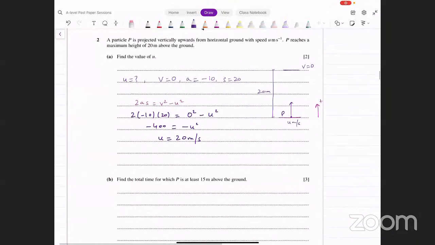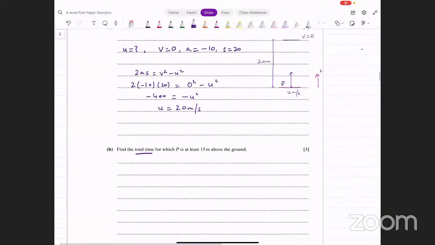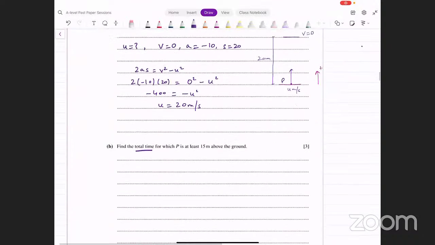Now it says, find the total time for which P is at least 15 meters above the ground. Now, how do we think about that? Time find करना है आपको, ठीक है? इसने at least 15 meters ऊपर होना चाहिए. Now, let's think about this. Maximum height कितनी है? 20 meters. Maximum height 20 पे जा रहा है.